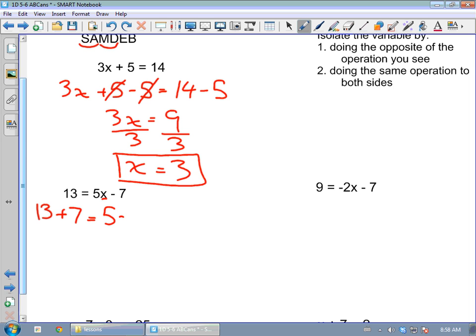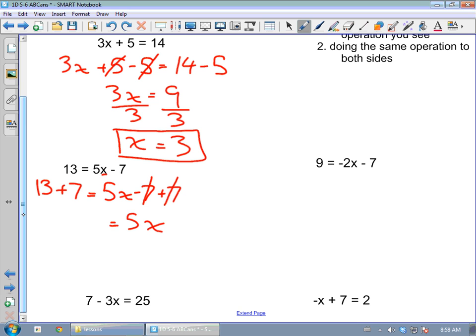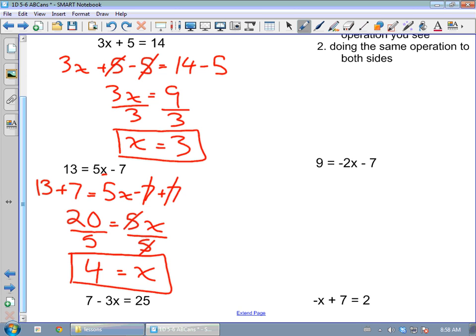13 plus 7, and then 5x minus 7 plus 7. Minus 7 plus 7 cancel each other out, and I'm left with 5x on this side. On the other side, I've got 13 plus 7, which gives me 20. Now I want to undo the operation that I see left here. So I see 20 equals 5x. How am I going to undo the multiplication that I see here? By dividing by 5. So divide both sides by 5. Those cancel, and I'm left with 20 divided by 5 equals 4. So 4 equals x is a good solution there. I've got the 4 all on one side, and I've got the x all by itself on the other side.